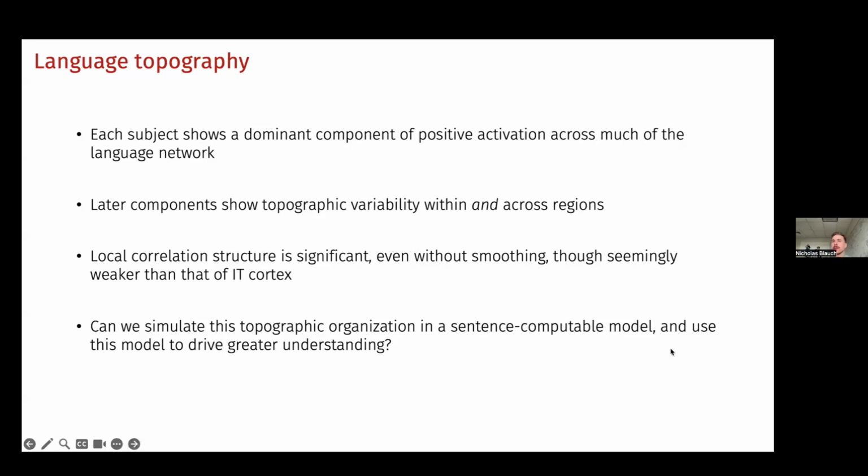There was one more question in the chat. What role does covariance play? I think we'll get to that in a second. We'll get to the covariance when I try to compare the model and brain components.